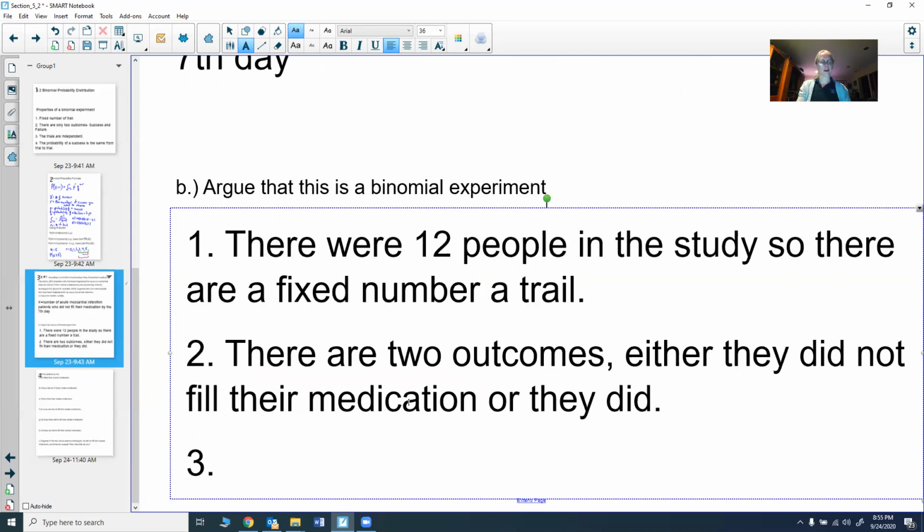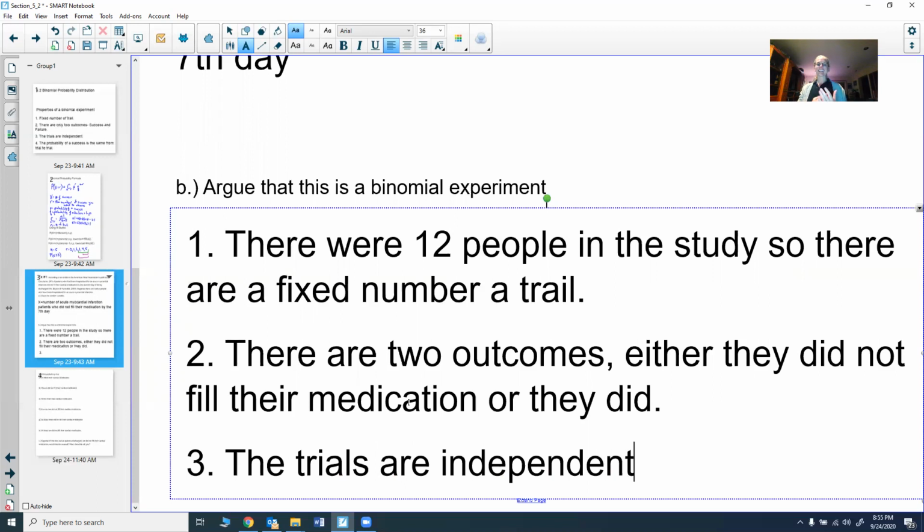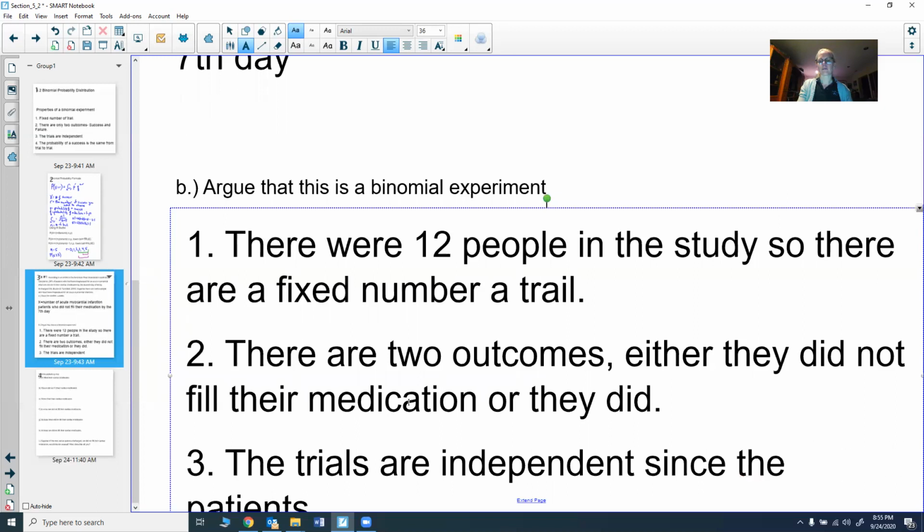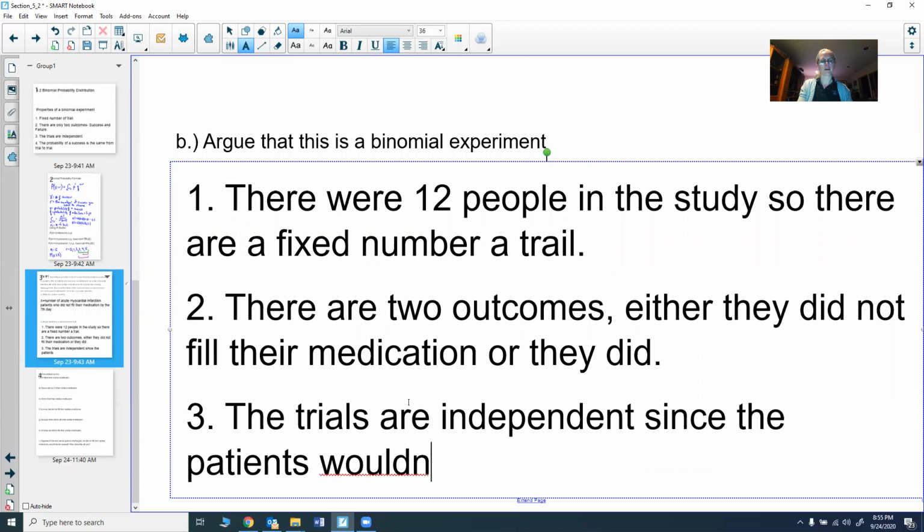The third one is that the trials are independent. We can say that's probably true because unless these people are all in the exact same family, what happens with one patient shouldn't affect the next patient. They're not usually in the same room together, not doing things together, and not interacting. So the trials are independent since one patient wouldn't affect another patient.